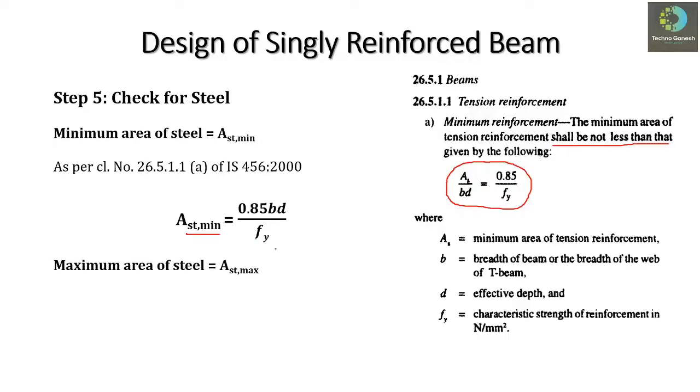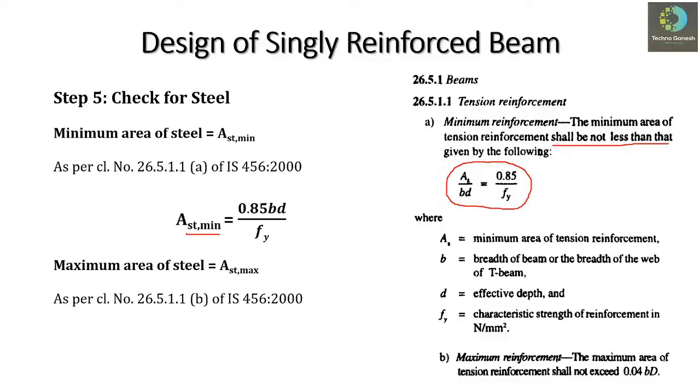Now similarly, IS specifies in the same clause the maximum area of steel also. As per the provisions of IS 456 clause number 26.5.1.1b, the maximum area of reinforcement shall not exceed 0.04 bD. So Ast max should be equal to 0.04 times b into capital D.